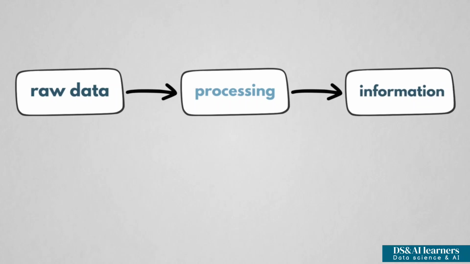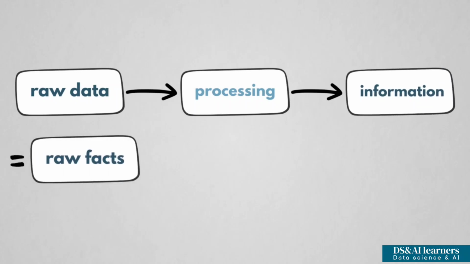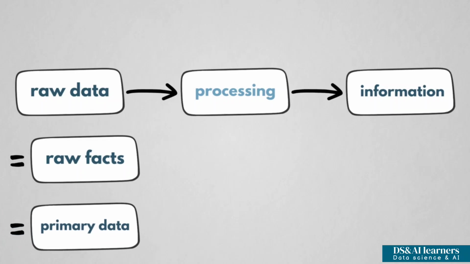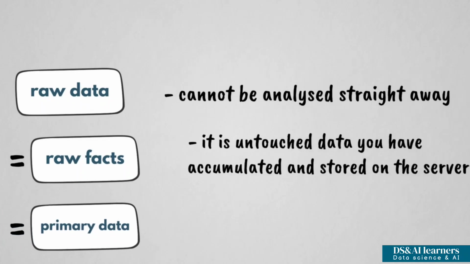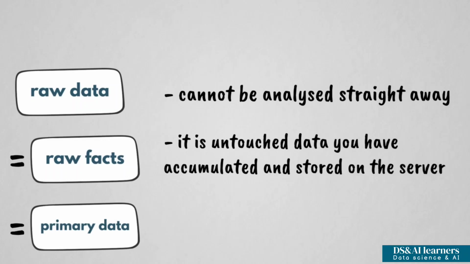People gather raw data that must be processed to obtain meaningful information. Great! Raw data, also called raw facts or primary data, is data which cannot be analyzed straight away. It is untouched data you have accumulated and stored on the server. The gathering of raw data is referred to as data collection. This is the first step.